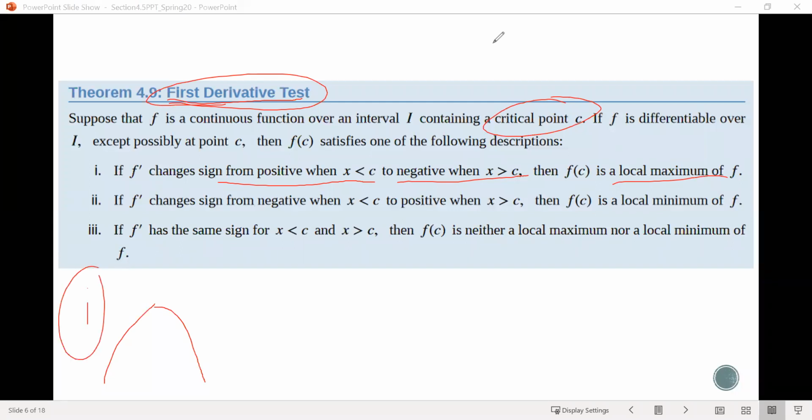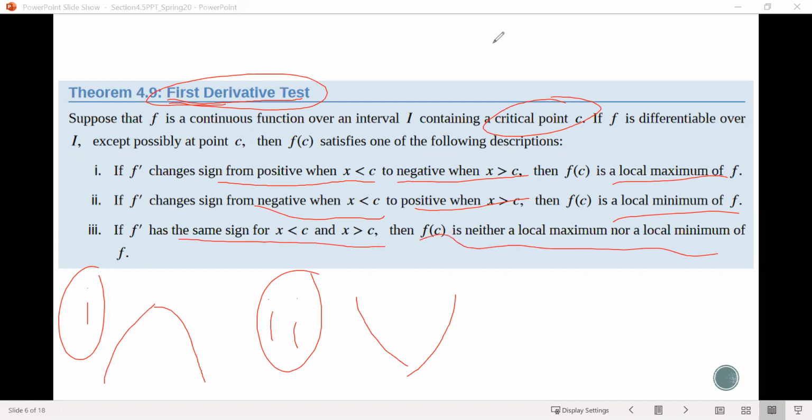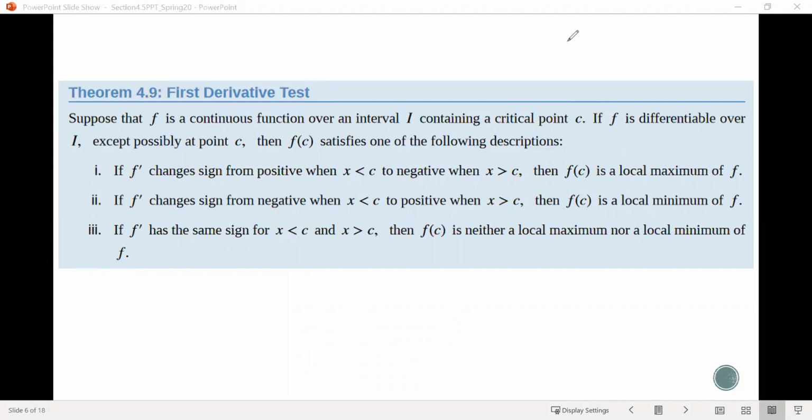If it is negative on the left and positive on the right, then we know that we have a local minimum because now we're looking at a shape like this one. And if there's the same sign on both sides, then it's neither a local maximum nor a local minimum, or we can't really definitively say what type of extrema, if any, there are at that point. All right, so that's the first derivative test.